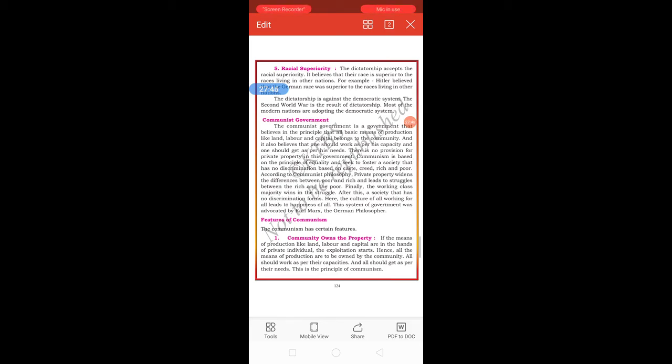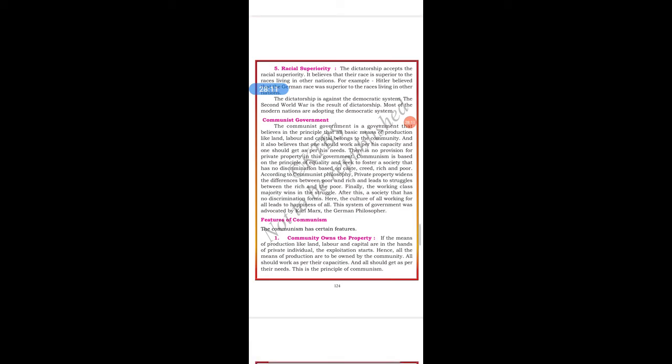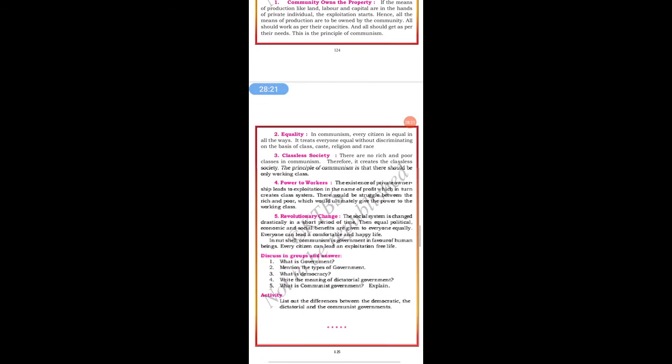Now let us see the features of communism. There are certain features. First, the community owns the property. It means if the means of production like land, labor and capital are in the hands of private individuals, exploitation starts. If we give permission for private business, what happens? The exploitation starts. They used to believe in communism. Hence all the means of production are to be owned by the community only. All should work as per their capacities and all should get as per their needs. This is the principle of communalism.